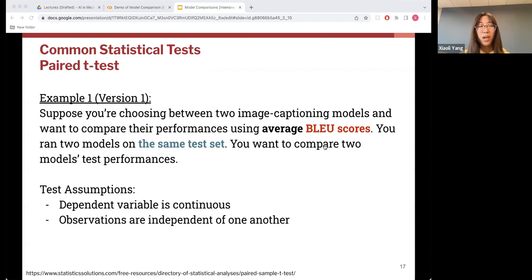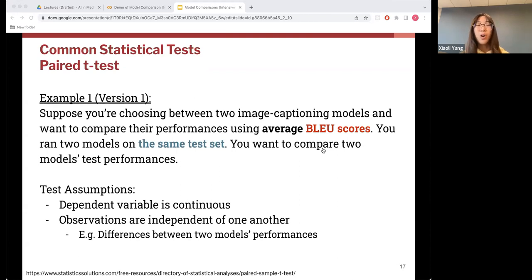And second, we require observations are independent of one another. This is a bit confusing. You may ask, okay, we have paired data. How can the observations be independent from each other? But the answer is observations here are actually referring to differences between two models' performance, or you can interpret it like examples in the test sets are independent from each other.